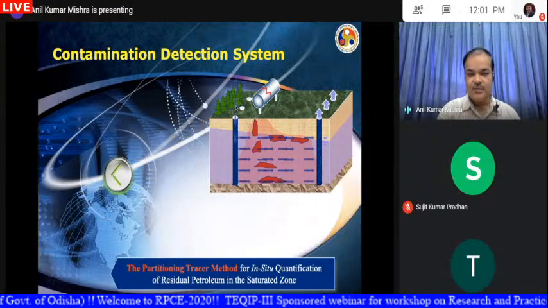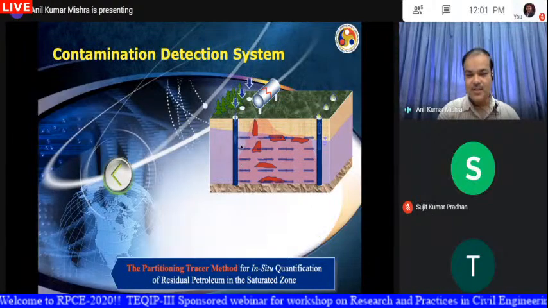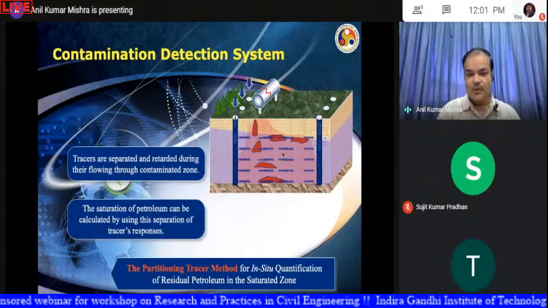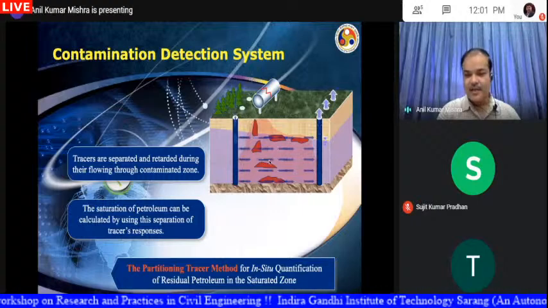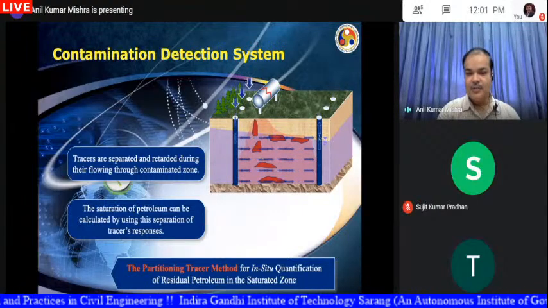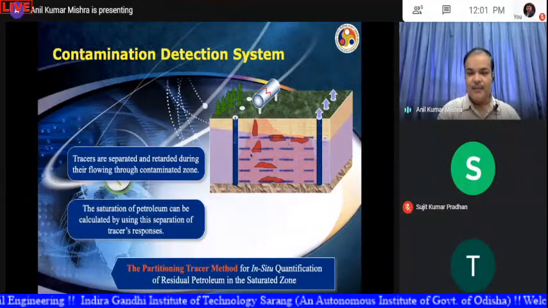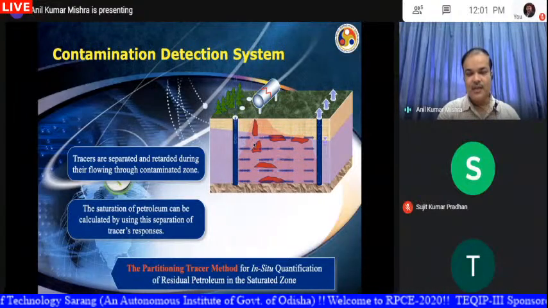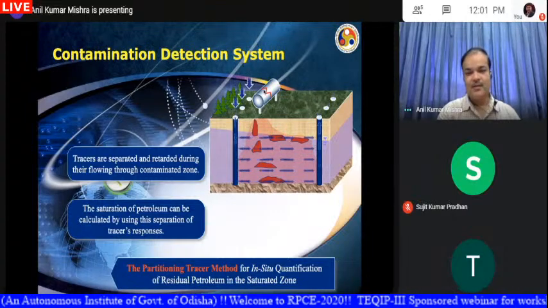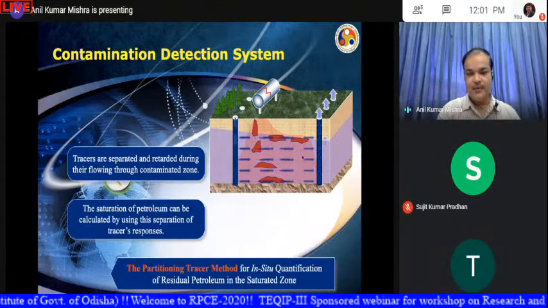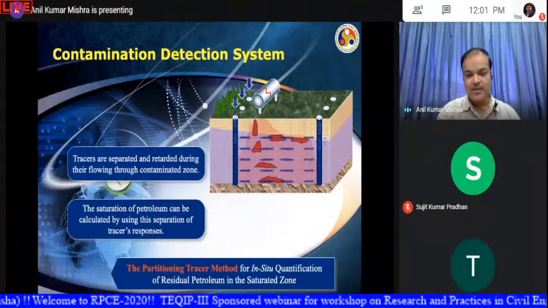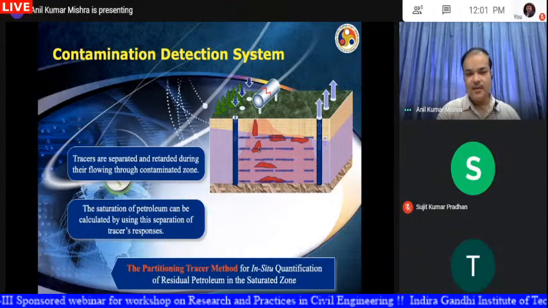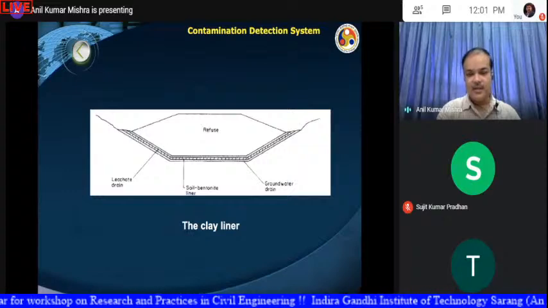In this, we have to inject some chemicals known as tracer. When the tracer reacts with these contaminants, the red ones, it will slow down. But if it does not react, it can flow directly through. Now this tracer will be extracted from this side, and by knowing how much has been absorbed or partitioned by these contaminants, we can determine how much soil has been contaminated.